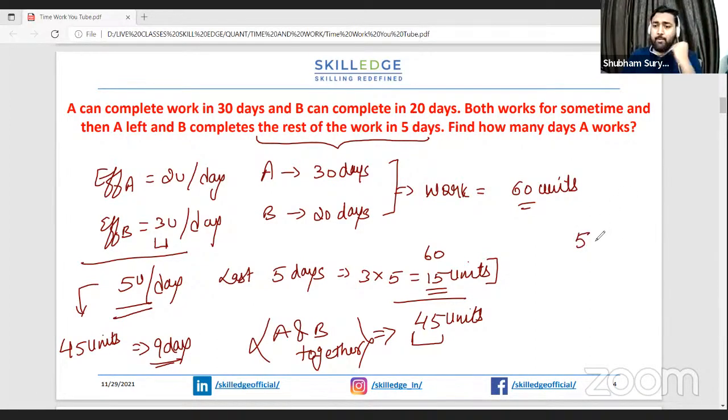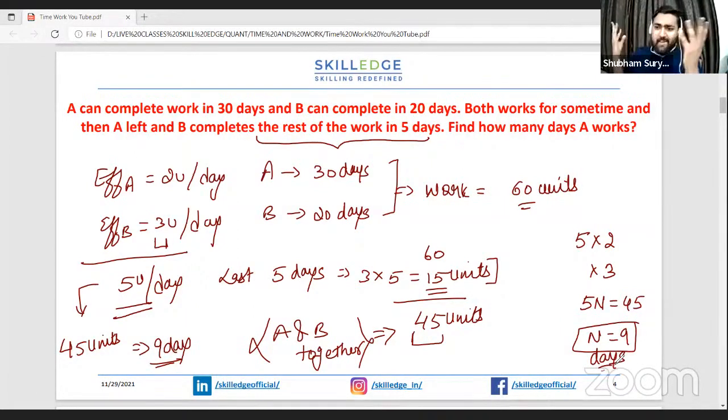5 units of work, in 2 days how much? 5 into 2, in 3 days how much? 5 into 3. Suppose the work gets finished in n days, then how much work will be done? 5 into n. Equate it to 45, so n comes out to be equal to 9, right? So for a total of 9 days A has worked along with B and then A left and in the remaining 5 days B alone completed the rest of the work.